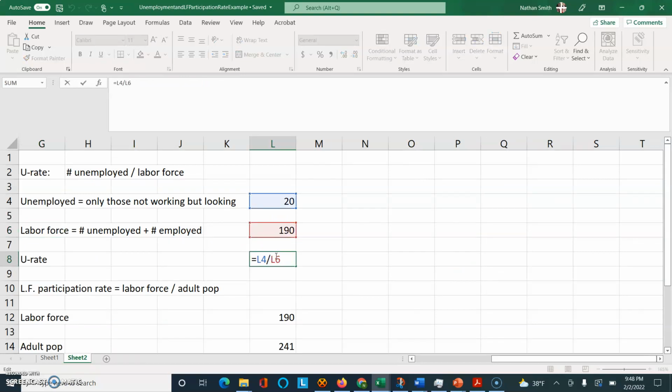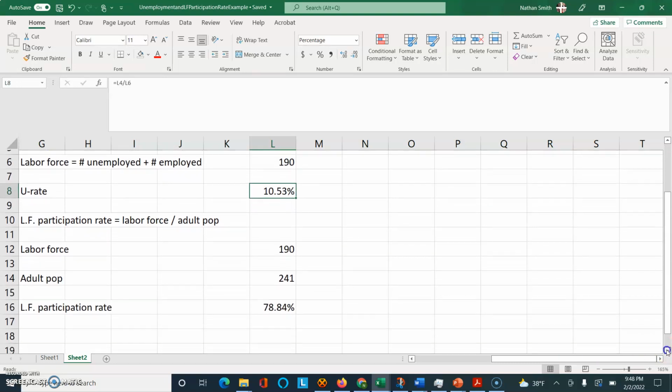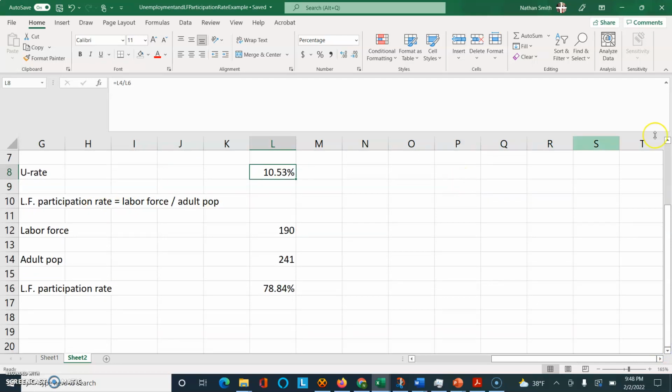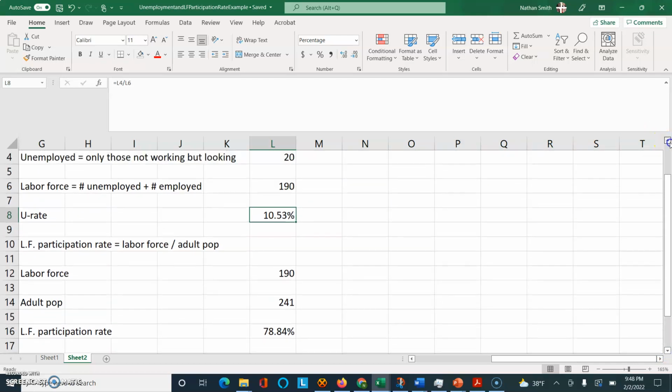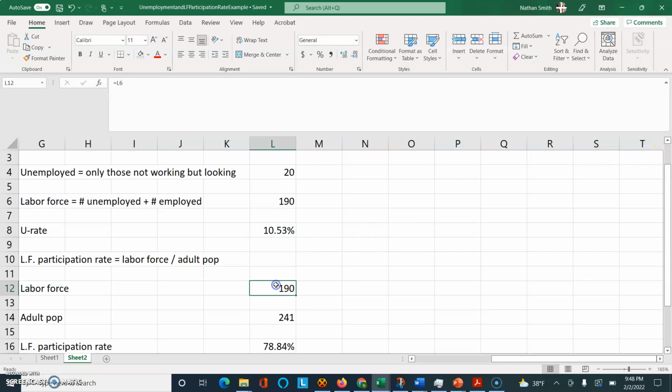At that point, guys, the unemployment rate is simply a ratio, number unemployed, 20, divided by 190 who are in the labor force, which gives you a 10.53% unemployment rate. For labor force participation, we did most of the work already by coming up with the labor force, and all we have to do then is divide that by the adult population.